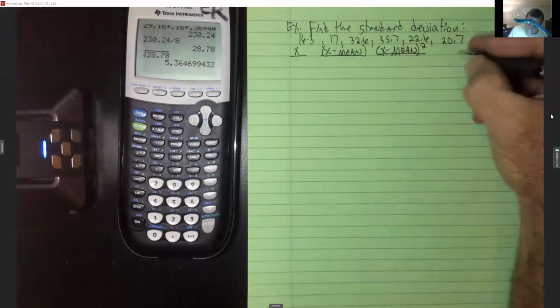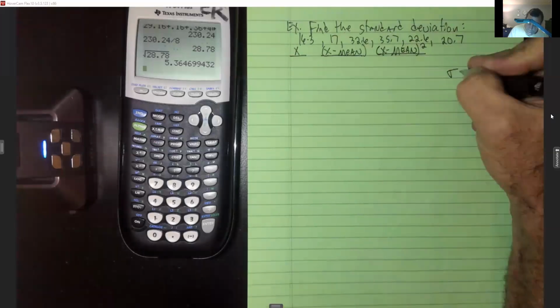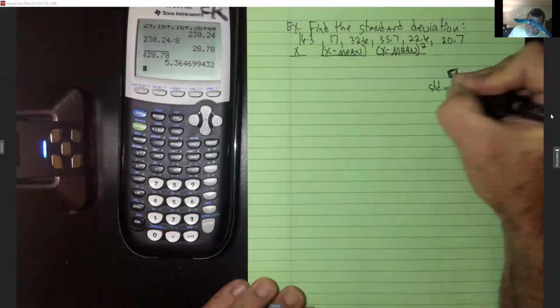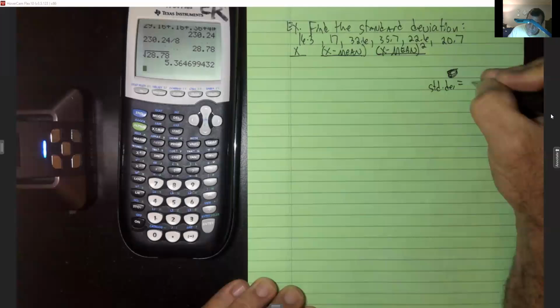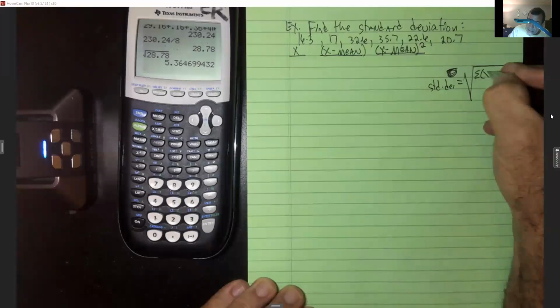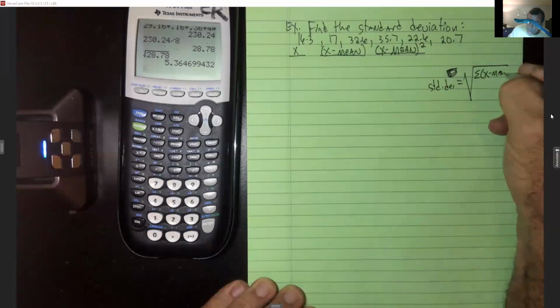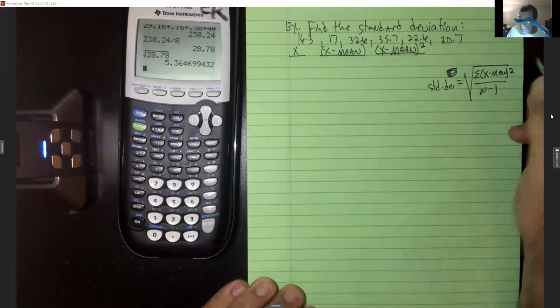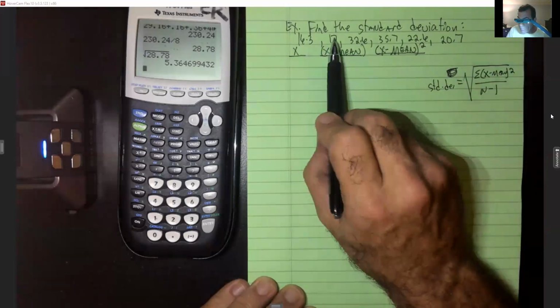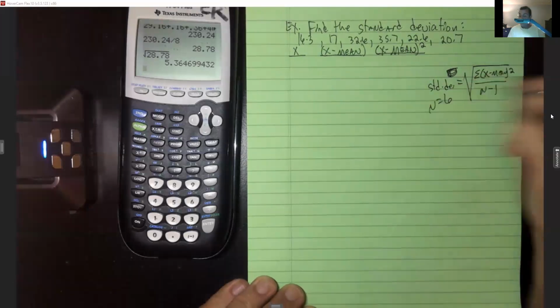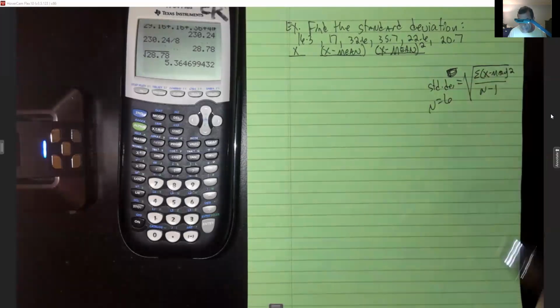And once again, we know our formula for the standard deviation equals the square root of the sum of our x minus means squared, over n minus 1. So n is 1, 2, 3, 4, 5, 6. N is going to equal 6 for this problem because I got 6 points.